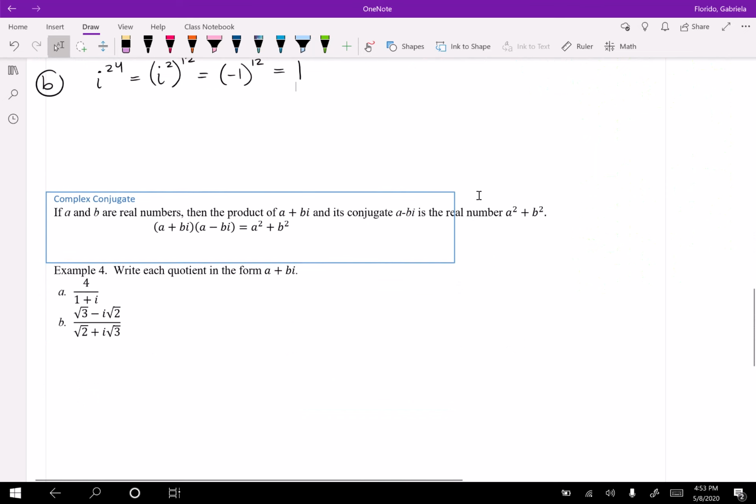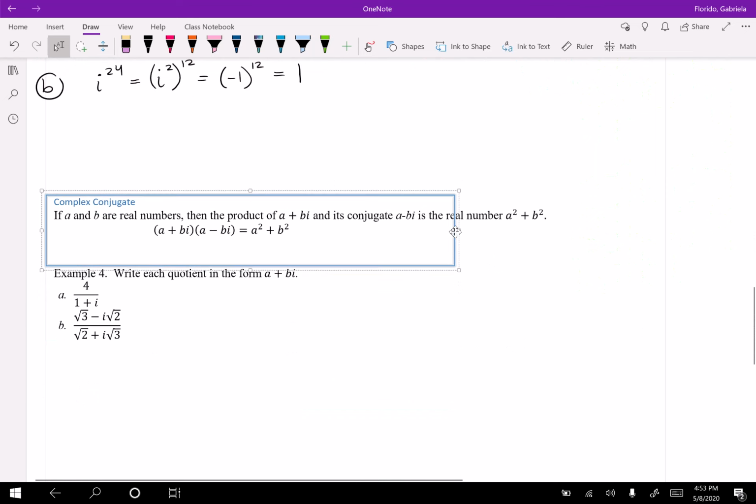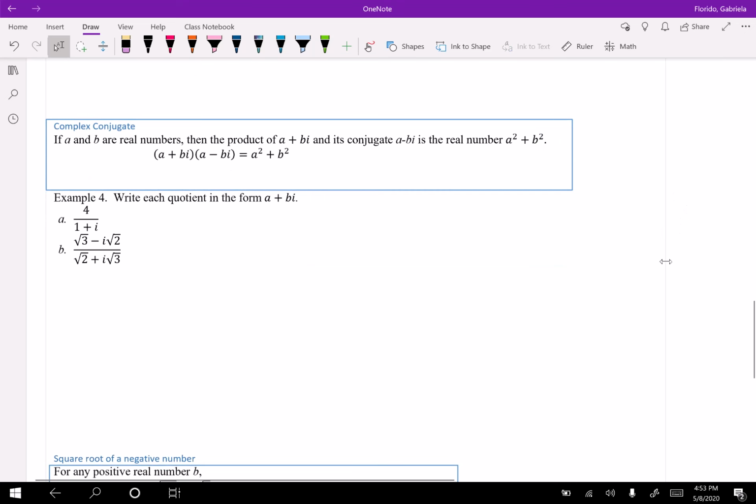So let's move on and talk about the complex conjugate. The conjugate of a complex number. If a and b are real numbers, then the product of a plus bi and its conjugate a minus bi, so they're already telling you that the conjugate of a plus bi is a minus bi, is the real number a squared plus b squared.